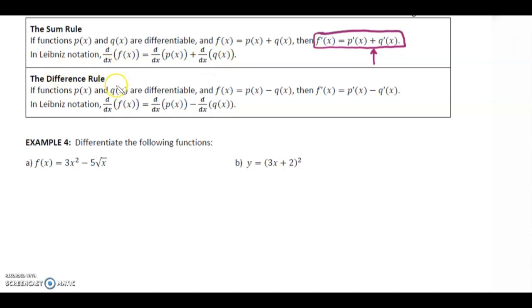And the difference rule is very similar to the sum rule. It's just with subtraction. So again, if functions p at x and q at x are differentiable, and f at x is the difference between these two functions, then the derivative of f at x equals the derivative of p at x minus the derivative of q at x. And in other words, it's rewritten in Leibniz notation here as well.